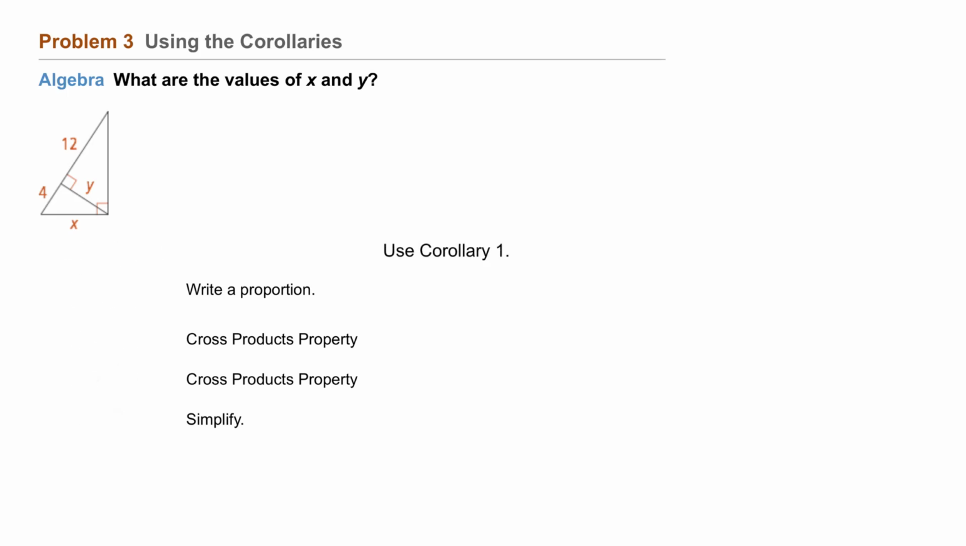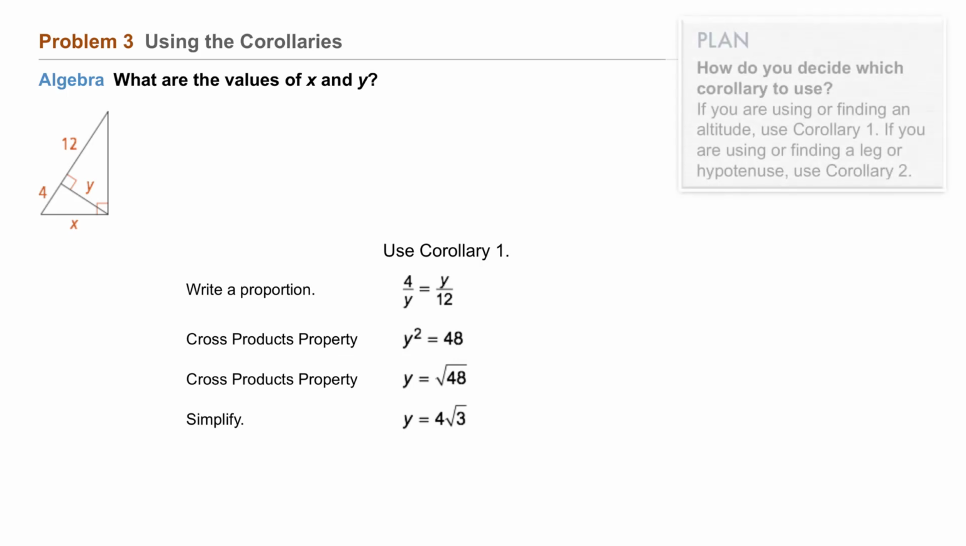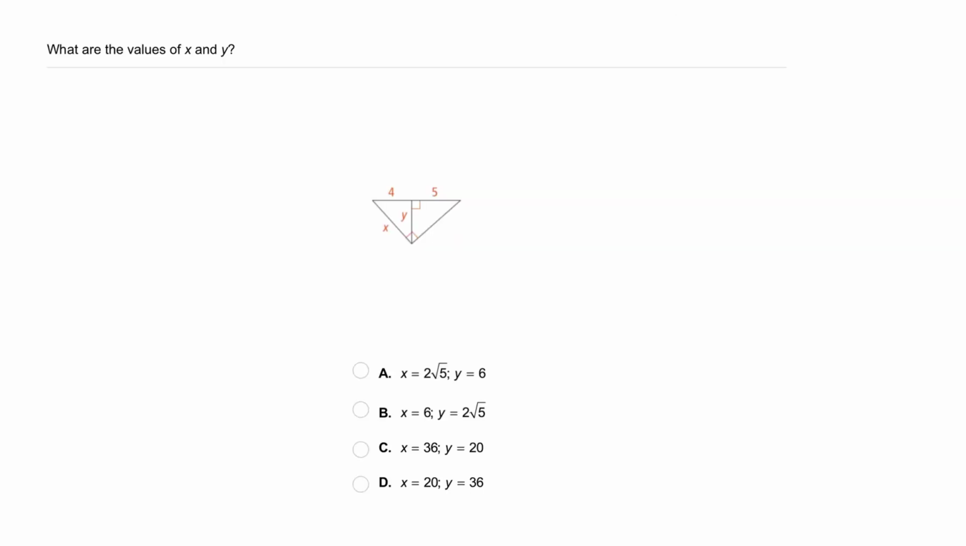Now to find y, we'll use corollary 1. We'll set up a proportion, 4 over y equals y over 12, and use the cross products property to solve and find y equals 4 times the square root of 3. Your turn. What are the values of x and y?